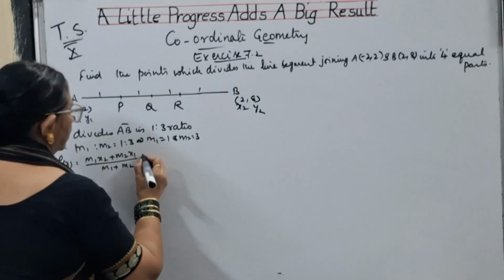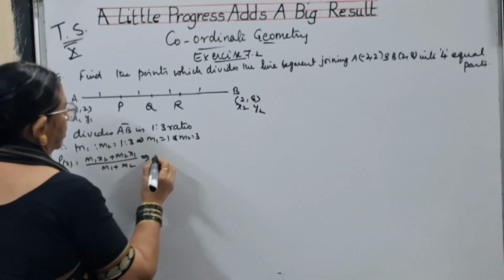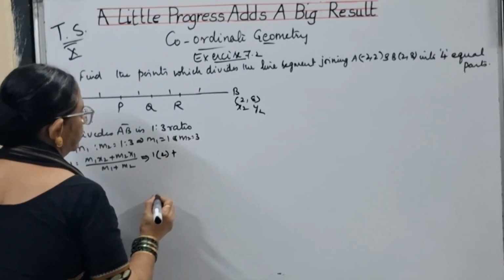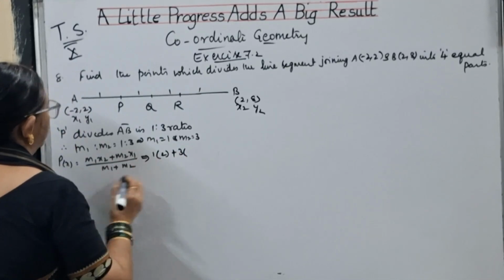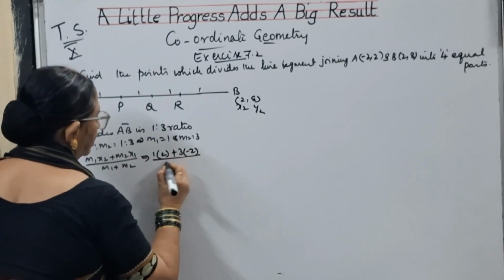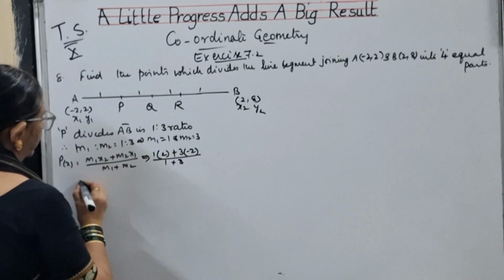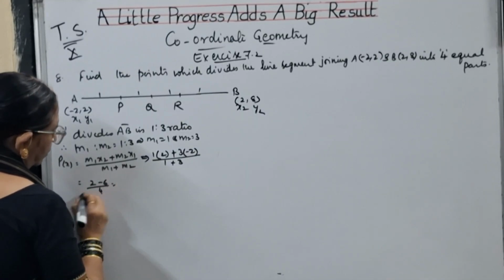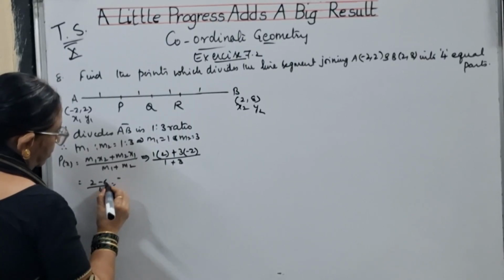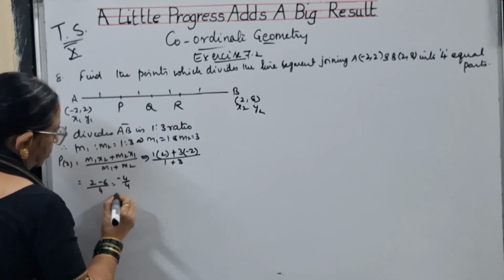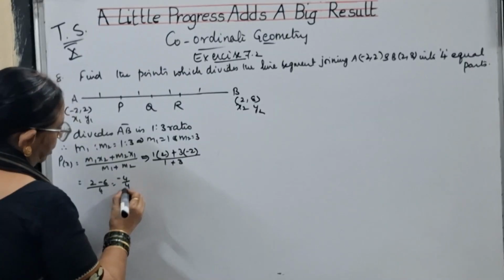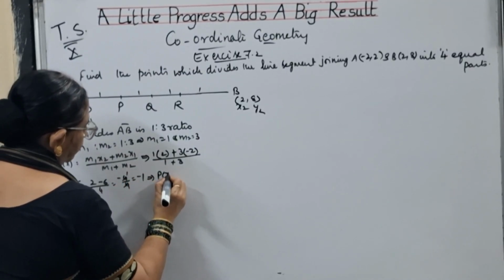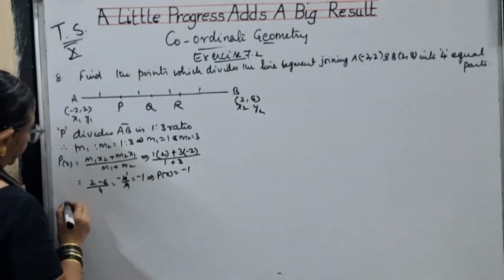So this implies m1 is 1 into x2, what is x2? 2, plus m2 is 3 into x1, minus 2, by m1 plus m2. That is equal to (2 minus 6) by 4, that is minus 4 by 4, it is minus 1. This implies P of x is equal to minus 1.